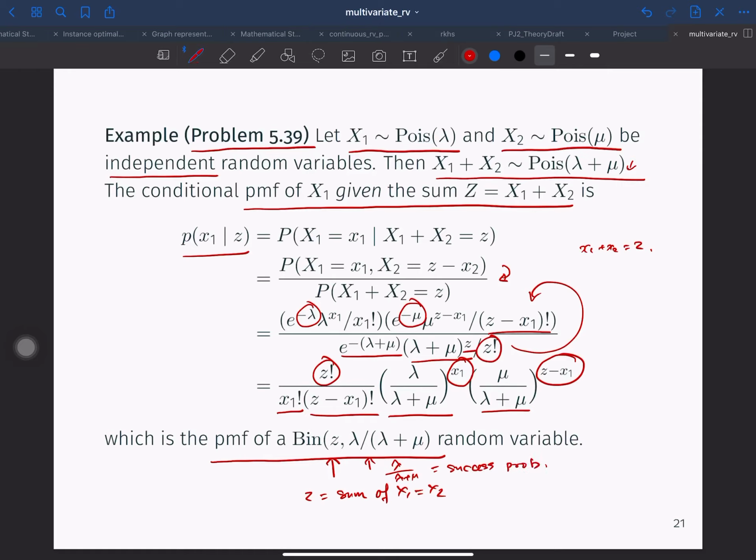So, conditioning on the sum, the marginal of any Poisson component is binomial.